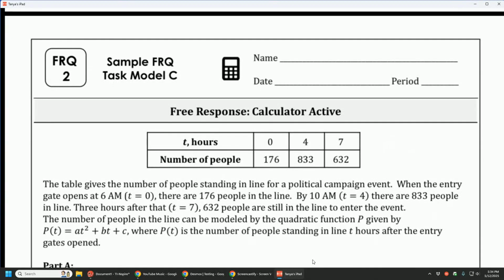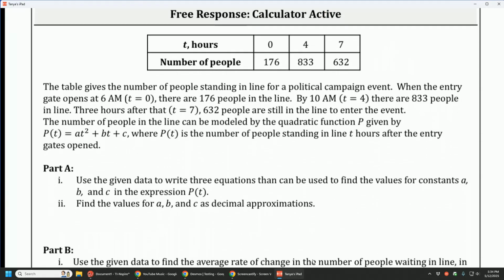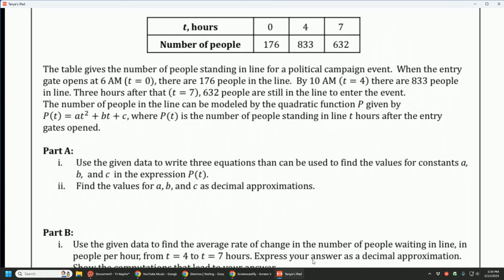Hey guys, so here's another example, FRQ number 2. FRQ2 is calculator active, so you're allowed to use your calculator. And you'll see that it's similar to the previous ones that we've done before. Okay, so it gives us a table, and now let's read the words.